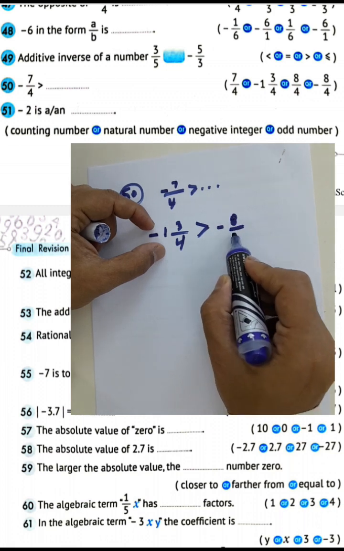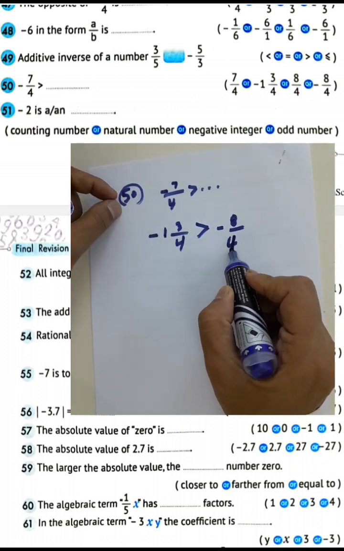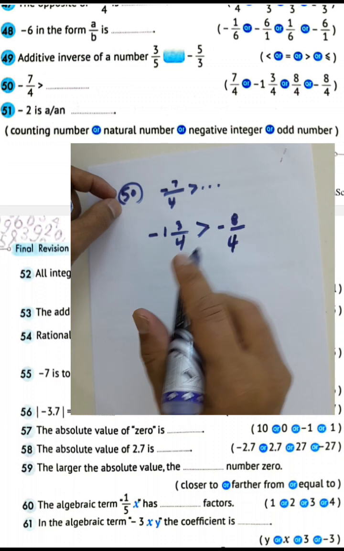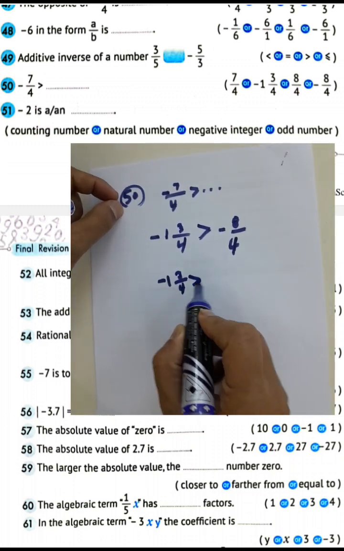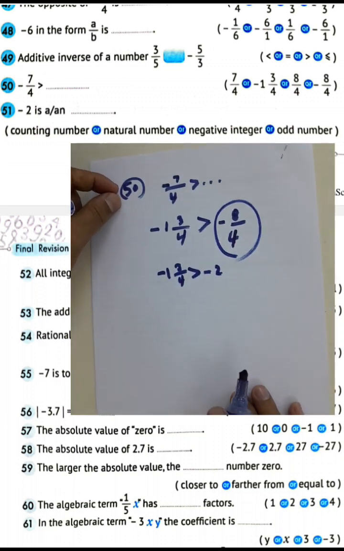And 2 equals 8 over 4. 8 over 4 equals 2, so it will be negative 2. And negative 1 and 3 over 4 is greater than negative 2. Choose negative 8 over 4.